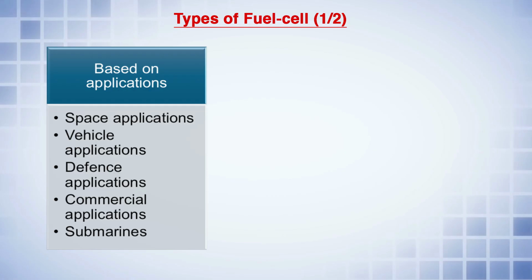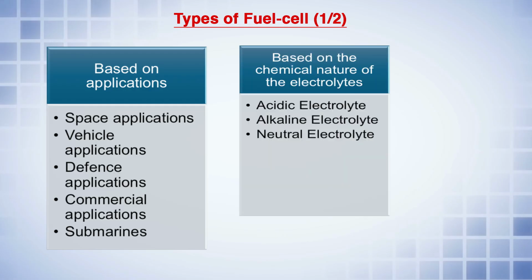Next is the classification based on application. Based on the various applications, we have space application based fuel cell, vehicle application based fuel cell, defense application based fuel cell, commercial application based fuel cell, and submarine fuel cell. And based on the chemical nature of the electrolyte, we have three types of fuel cell: the acidic electrolyte fuel cell, alkaline electrolyte fuel cell, and neutral electrolyte fuel cell. So we can categorize on the basis of those factors.